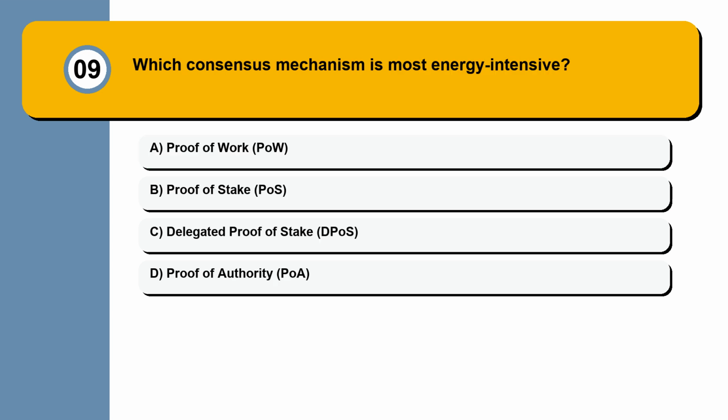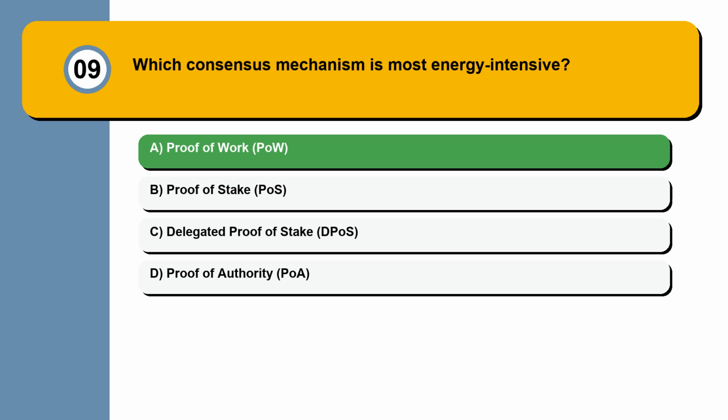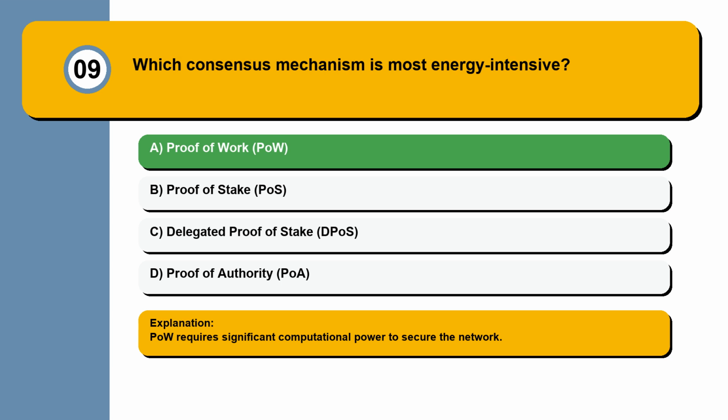Question 9. Which consensus mechanism is most energy intensive? Proof of work, POW. Proof of stake, POS. Delegated proof of stake, DPoS. Proof of authority, POA. POW requires significant computational power to secure the network.